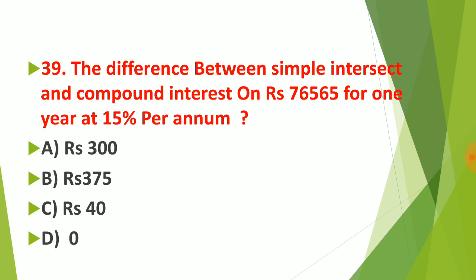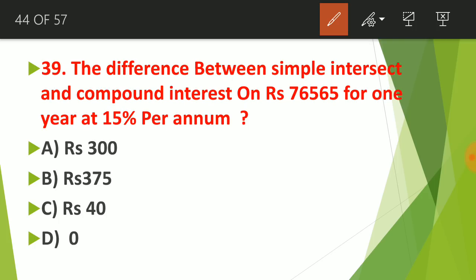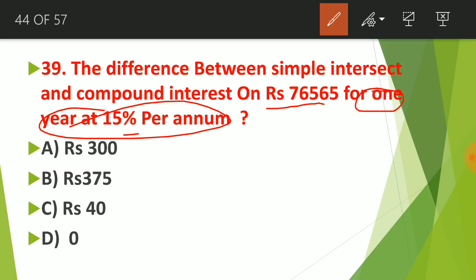Now let us see question number 39. What is the difference between simple interest and compound interest on this amount for 1 year? If we calculate for 1 year, whatever be the percentage, whatever be the amount in 1 year, if compound interest is calculated annually, then simple interest and compound interest will be same. But if we calculate for 2 years, then compound interest and simple interest will be different. Now this is for 1 year, and the calculation of that percentage is annually. Because of that, option choice D is the correct answer. Simple interest and compound interest will be same.